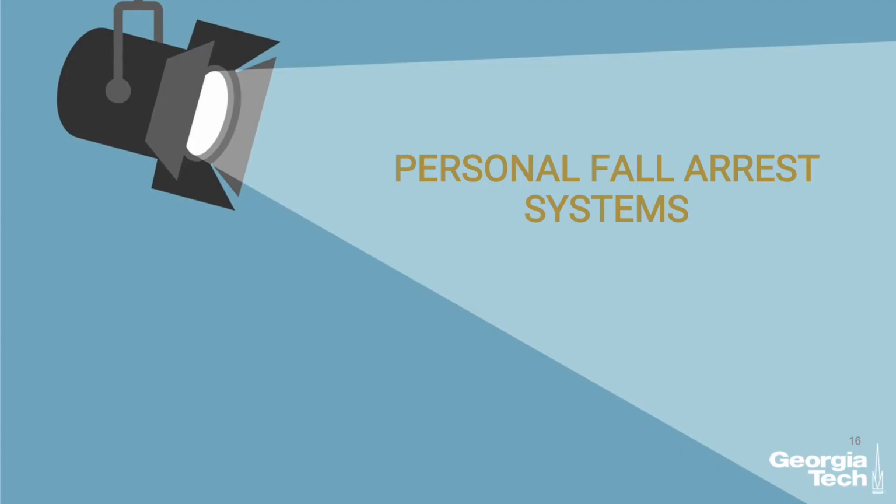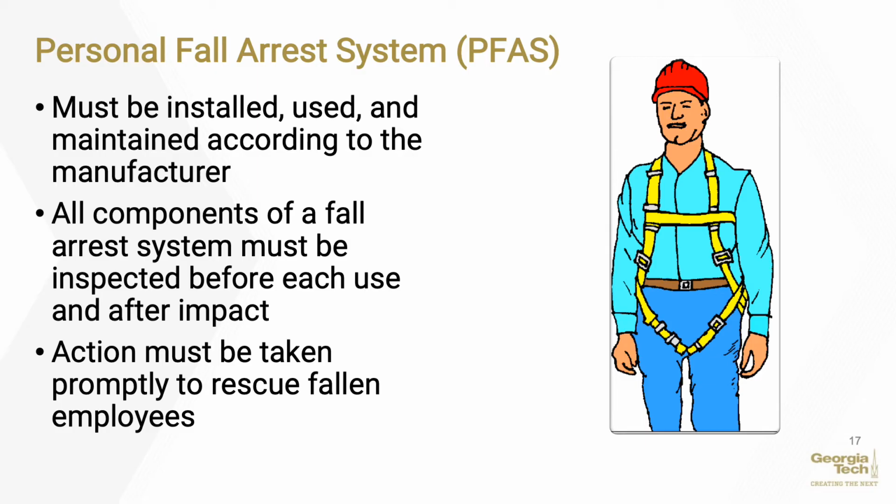A personal fall arrest system is a system used to safely stop a worker who is falling from a working level. A personal fall arrest system consists of an anchorage, connectors, and a body harness. It also may include a lanyard, deceleration device, lifeline, or suitable combination of these.